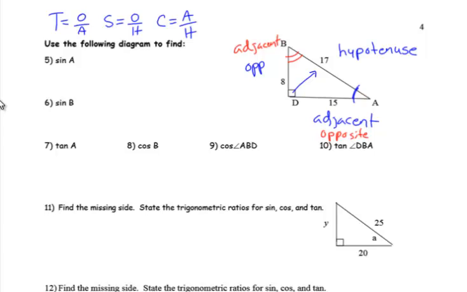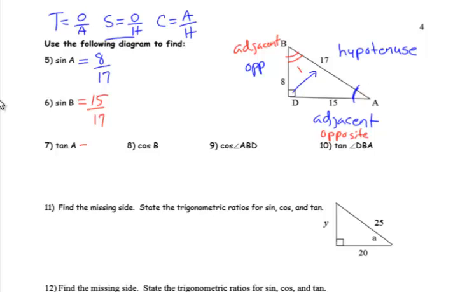Number 1, sine of A. Sine is, I look up here, opposite over hypotenuse. I'm in blue, so it's 8 over 17. Number 6, the sine of B. I'm going to switch to red. What do we have here? Sine is still opposite over hypotenuse, but in this one, the answer is 15 over 17. So it really depends on the angle that you're talking about.